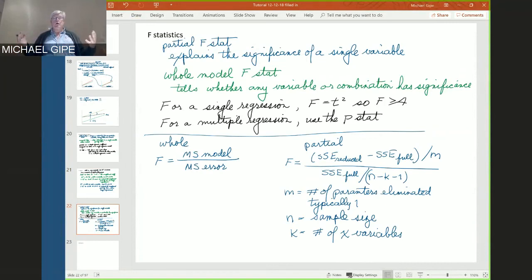And if you're looking at the model overall, is my model of any use whatsoever, look at the whole model F stat or F test to see whether the model as a whole has any usefulness.